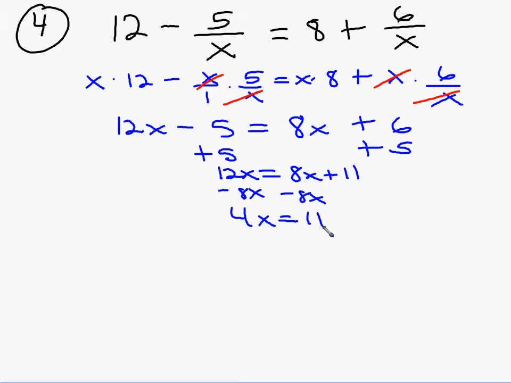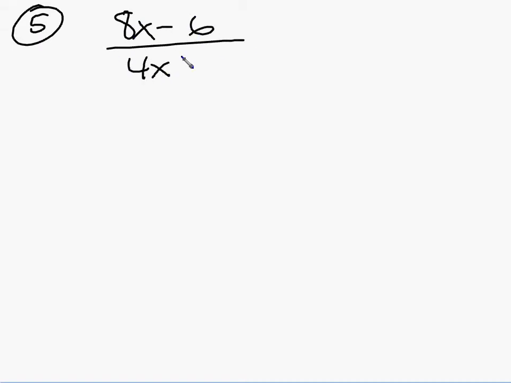Equals 11. Divide both sides by 4. You should have got 11/4. How did we do? Good? Now, like I said, there are different situations that you're going to run into, and this is one that really can save you time if you catch it. But you have to make sure what the situation is.